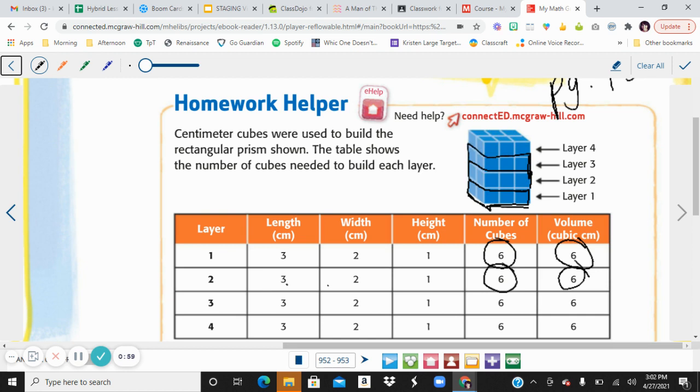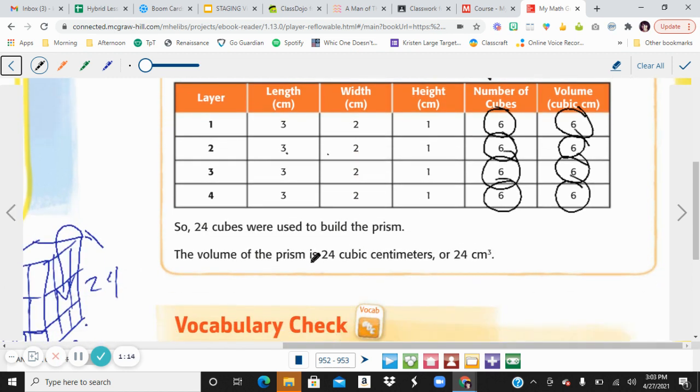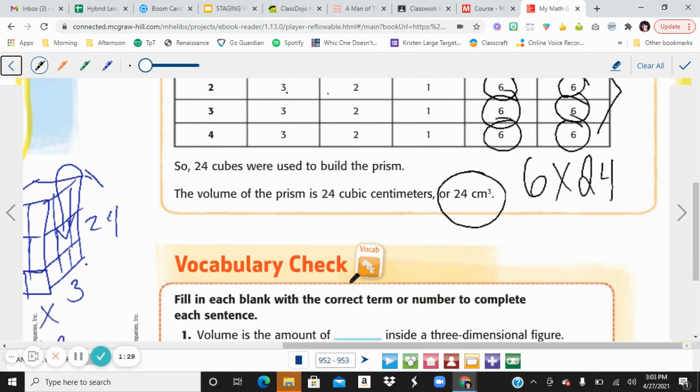The next layer has 6 cubes. It's 3 by 2 again with a volume of 6. And the last layer, that fourth layer, has 3 by 2, which is 6 cubes and the volume of 6. The total volume that it needs to build this prism is 6. There's 4 layers, so 6 times 4. And so that's 24 centimeters cubed in that volume.